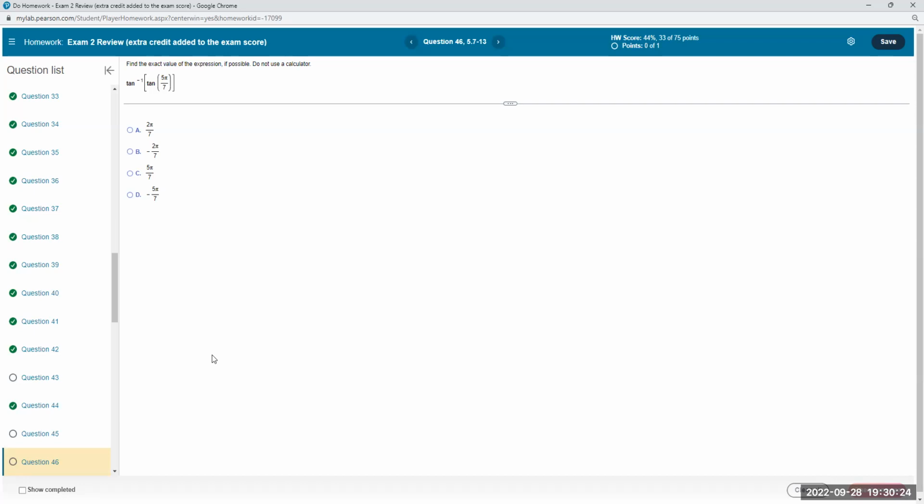And so we're looking in the first and second quadrants. And this particular angle, 5 pi over 7, I'm sorry, I said first and second.